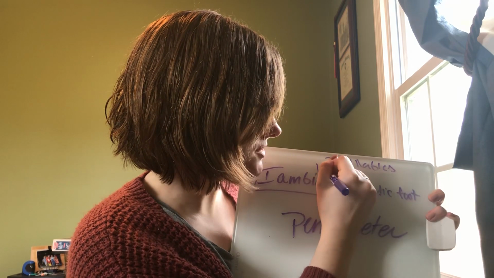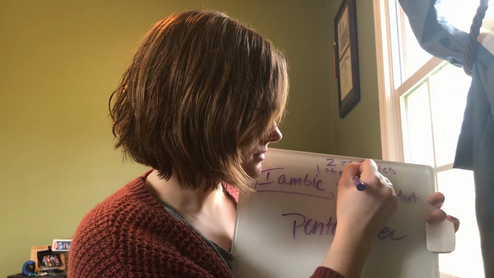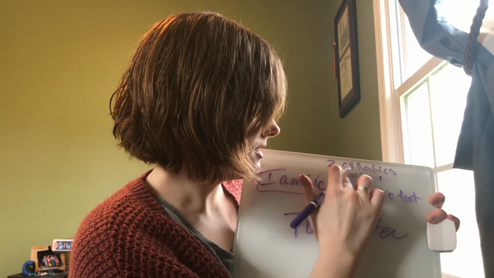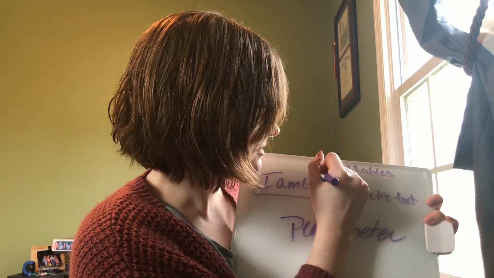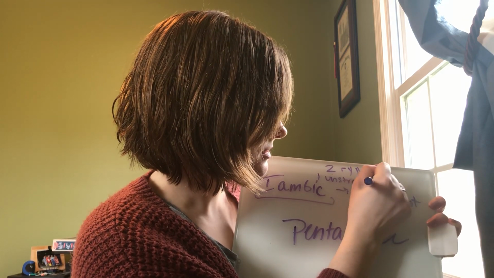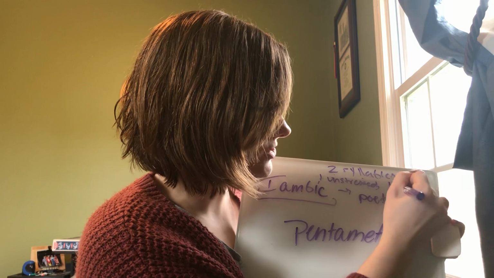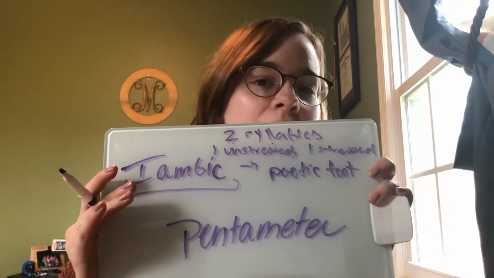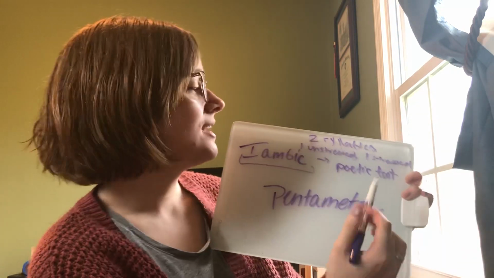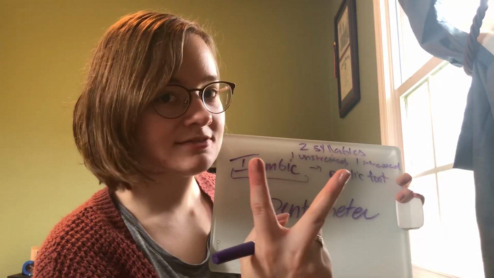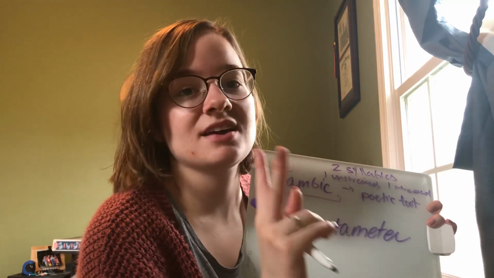and it is 1 stressed, 1, it is 1 unstressed, excuse me. I want to make sure I do this in the right order. 1 unstressed, and then 1 stressed. Okay, that is an iamb. An iambic foot has 2 syllables, make that an S, 2 syllables, 1 unstressed and 1 stressed.